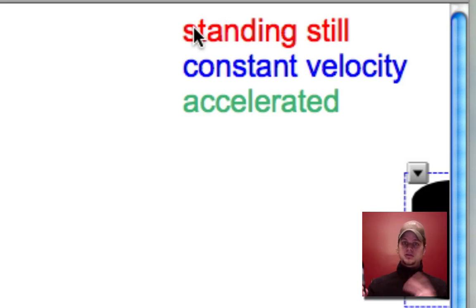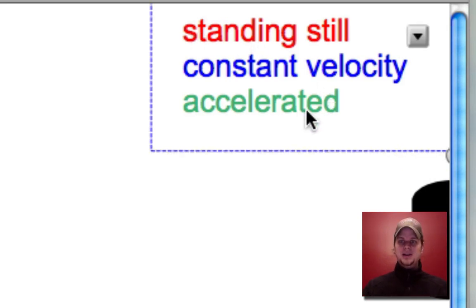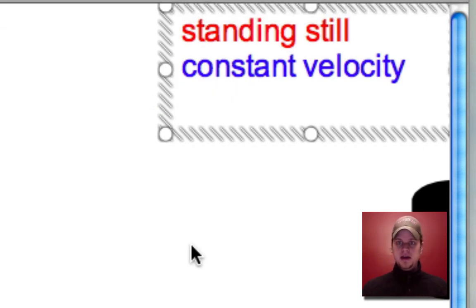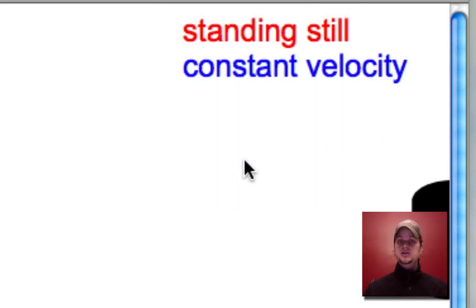Then the second type is constant velocity, where it's moving the same distance every second. It's like having cruise control on. That's constant velocity. I hope you're hypnotized to that by now. The third way is accelerated motion. That's when something is speeding up, like if it's in free fall. But for now, let's skip that. Let's just talk about things that are either standing still or have a constant velocity. It's actually quite simple.